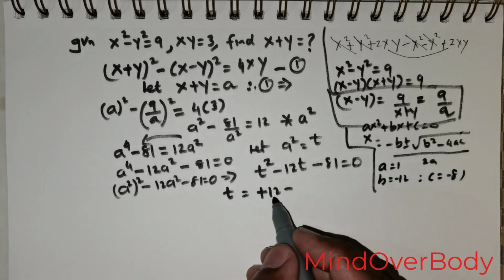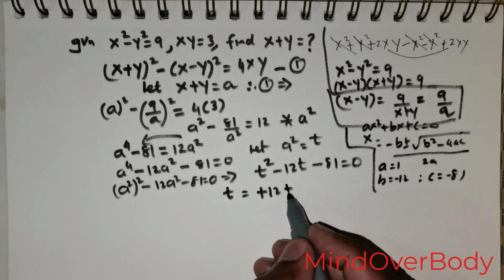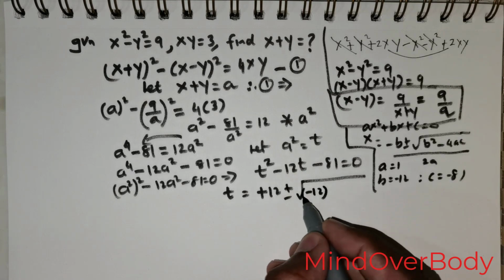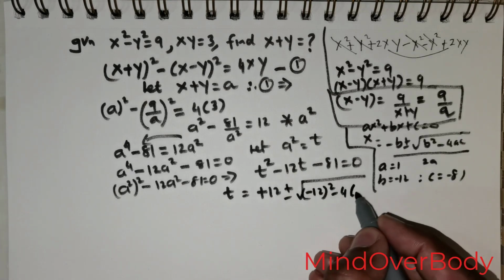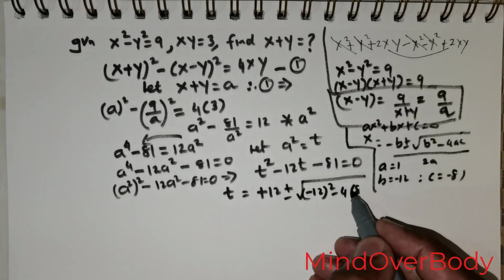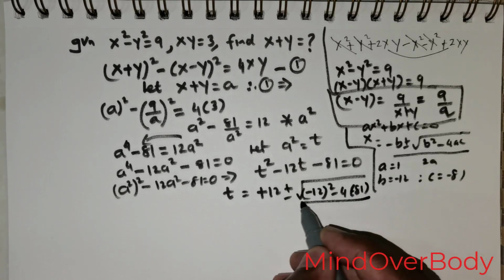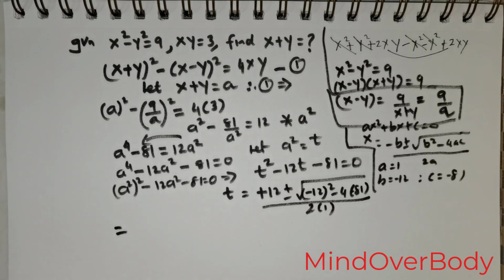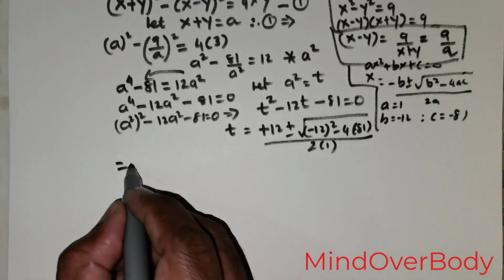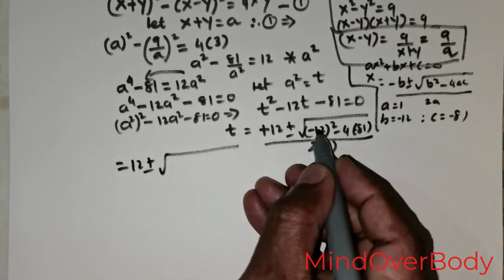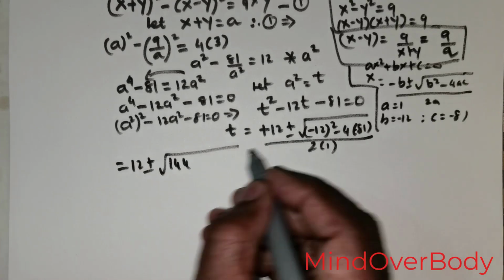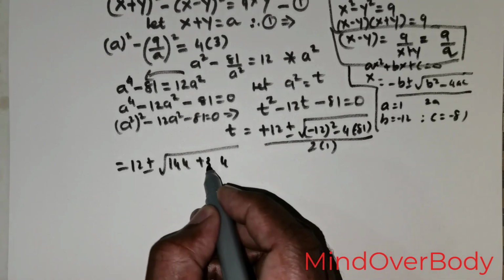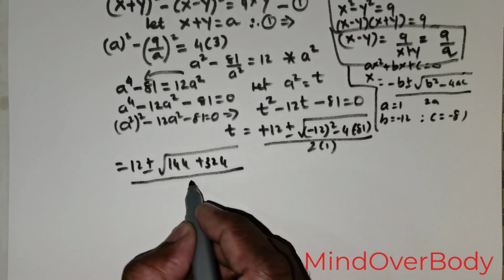So with that, t is going to be positive 12 plus or minus the square root of (−12)² − 4 times a times c. I already have a negative sign, so let me place that, divided by 2 times 1. Now if I rewrite this, it is equal to 12 plus or minus the root of 12 squared, which is 144, plus 4 times 1 times 81, which is 324, divided by 2.